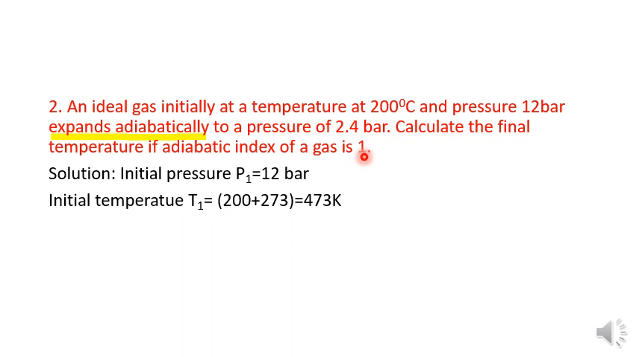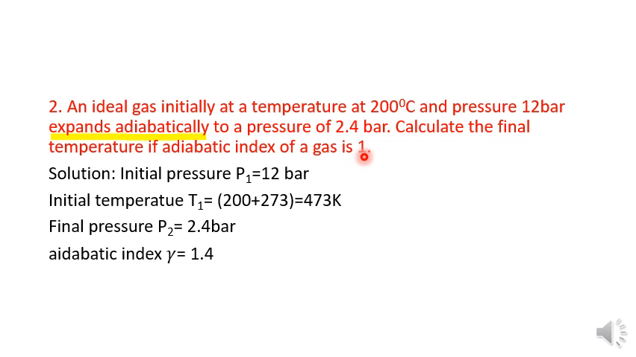P1 is 12 bar, T1 is 473 Kelvin, P2 is 2.4. We have the adiabatic index. It is 1.4, not 1. It is 1.4. And we have to calculate the final temperature.